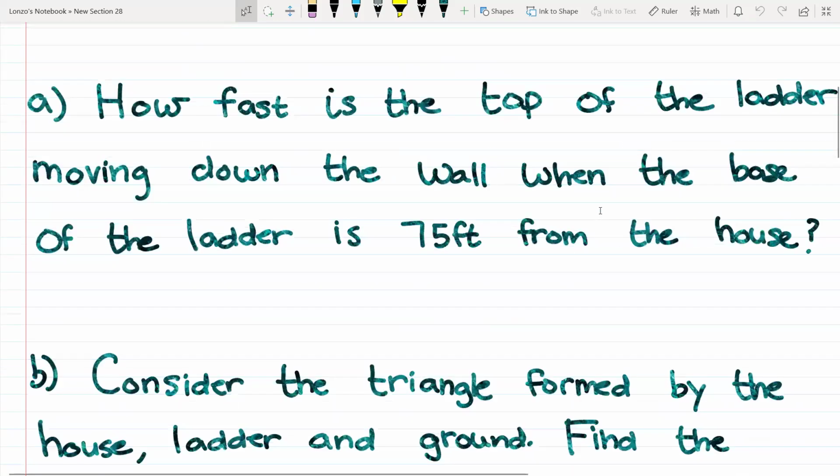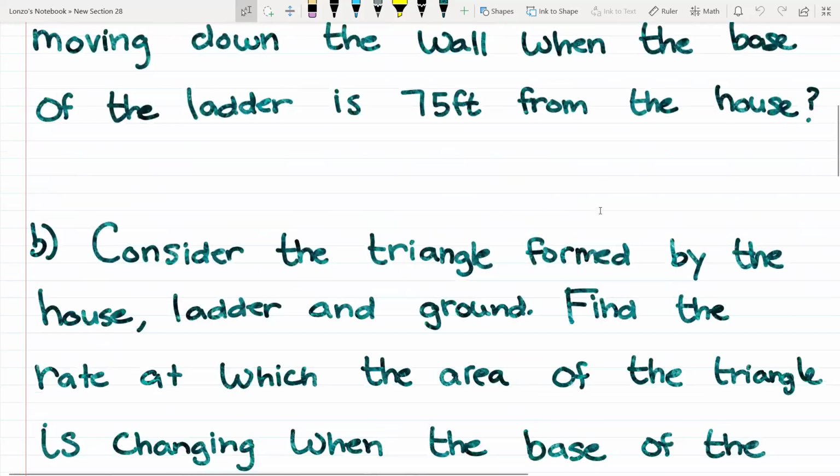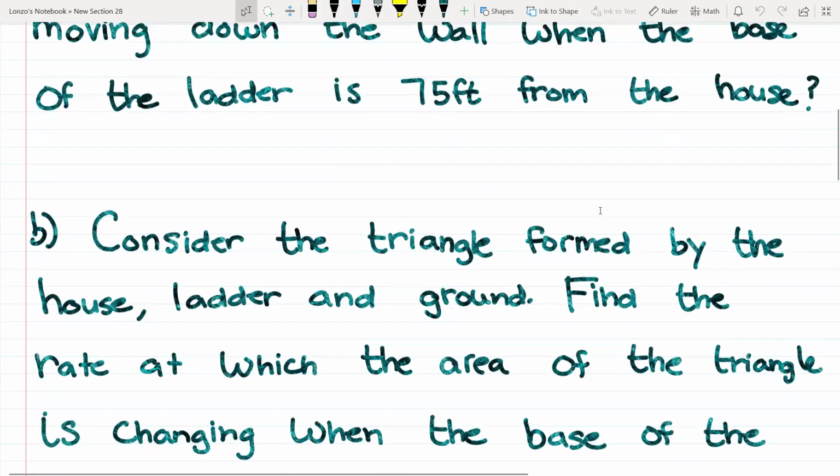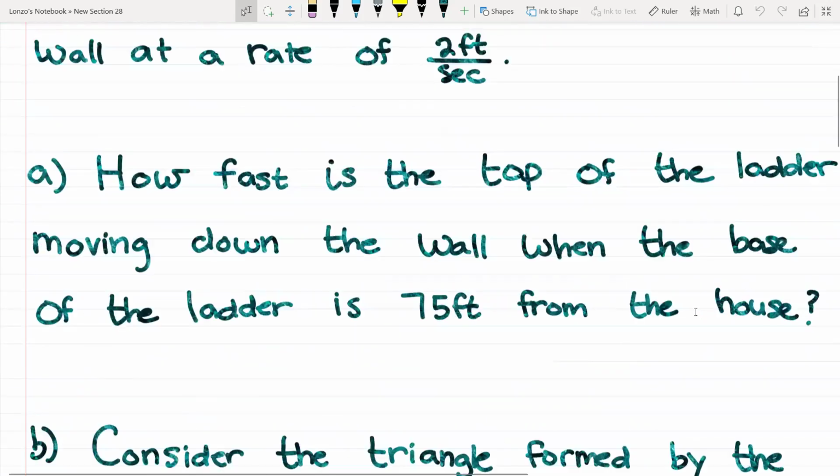So there's a two-part question. Part A says, how fast is the top of the ladder moving down the wall when the base of the ladder is 7 feet from the house? And then part B says, consider the triangle formed by the house, ladder, and ground. Find the rate, so that's a speed, at which the area of the triangle, which is base times height over 2, is changing when the base of the ladder is 7 feet from the house.